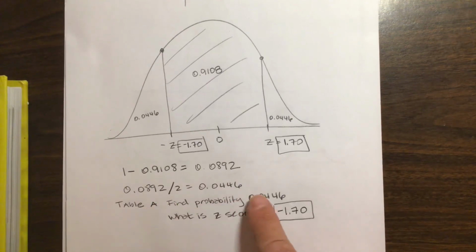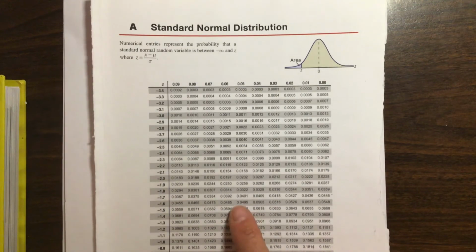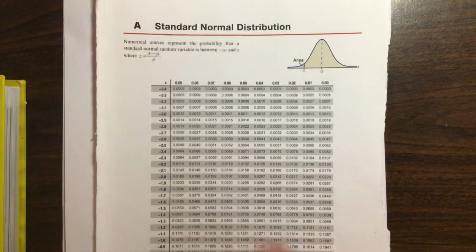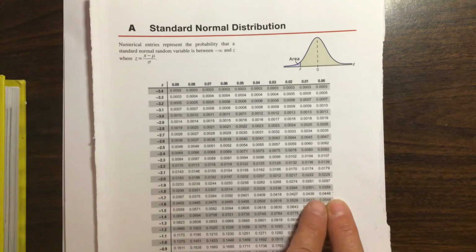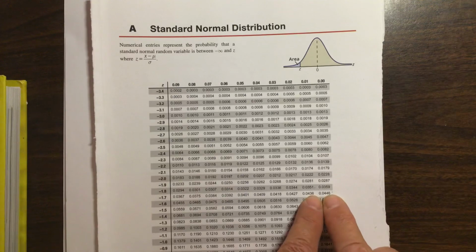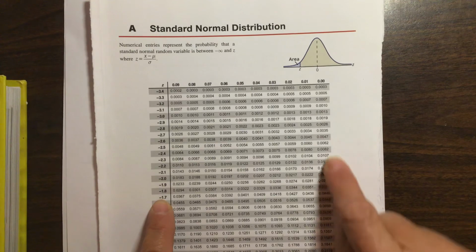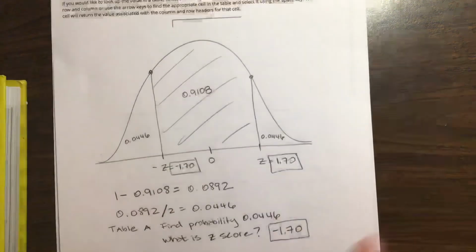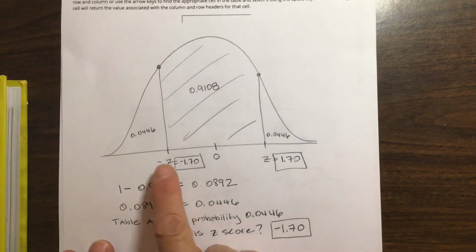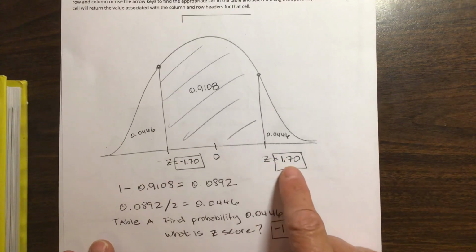to find out what the z-score is associated with this probability. And I find it, so again, I'm just looking for 0.0446, and it also comes out exactly evenly. 0.0446, so that's negative 1.70. Negative 1.70, that's this z. And then our positive z is just the positive 1.7.